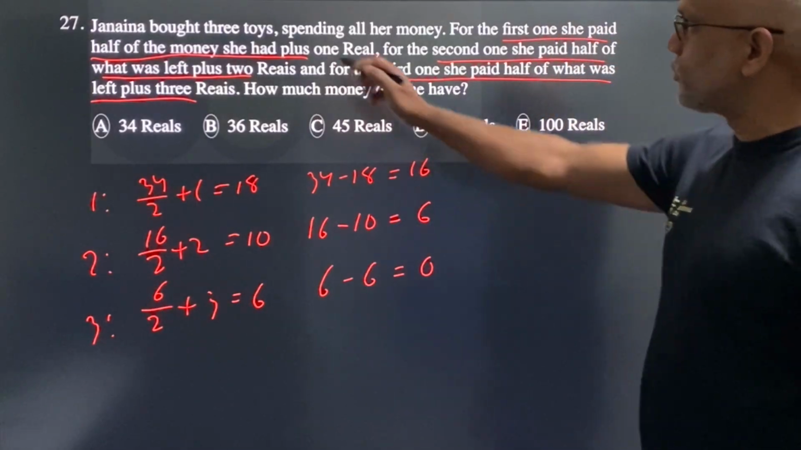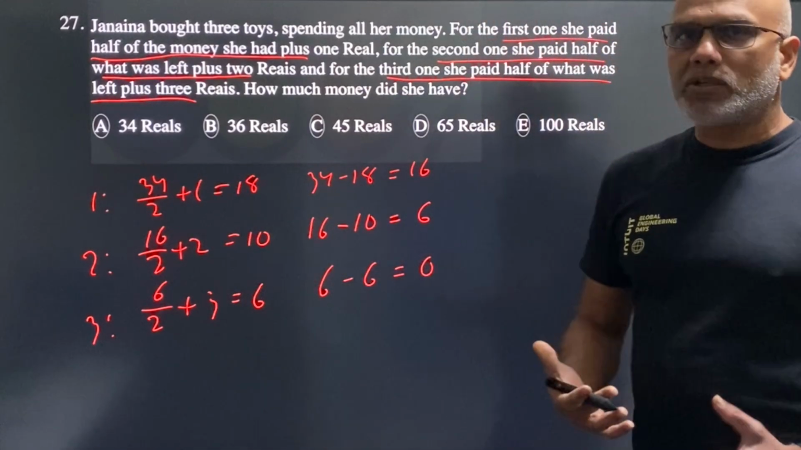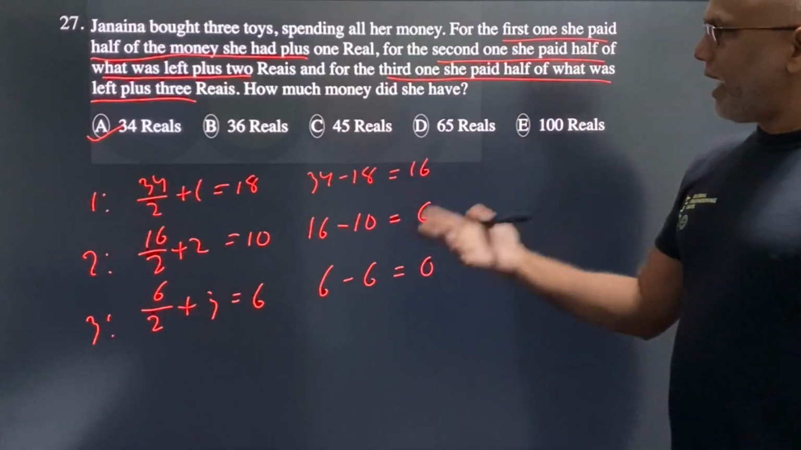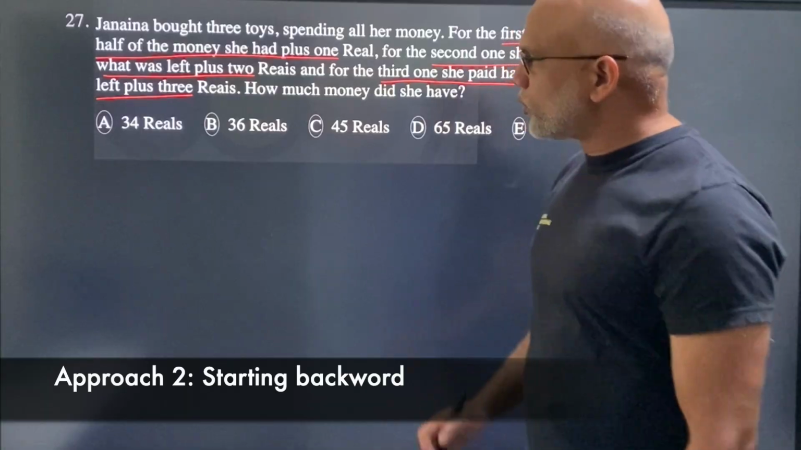And that's what we want because we spend all the money. So this works out, and Math Kangaroo has only one correct choice, so this must be the correct choice. You can try the other ones and you'll see that they will not work. Alright, let me show you another way to do this.